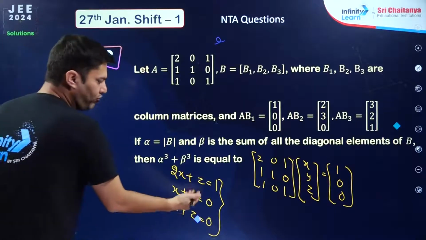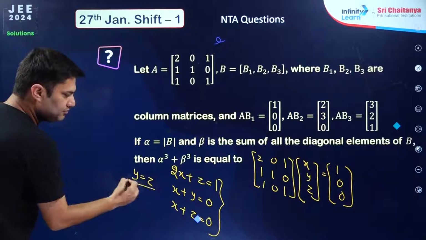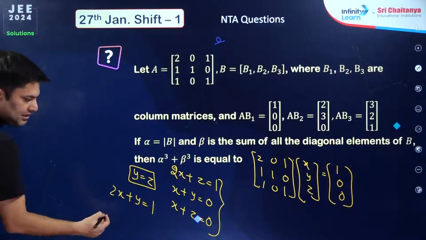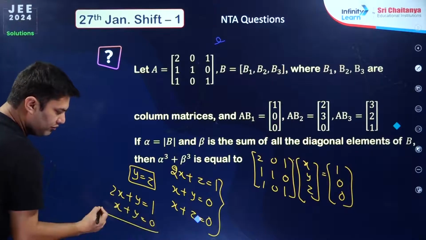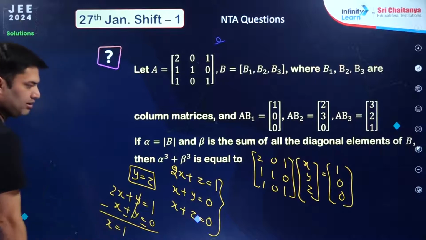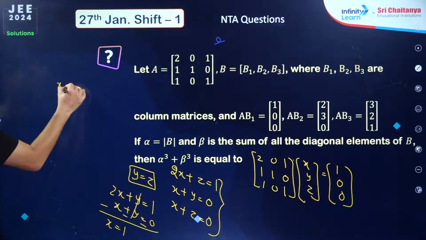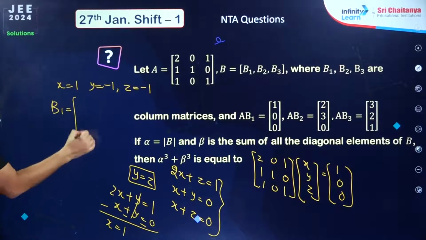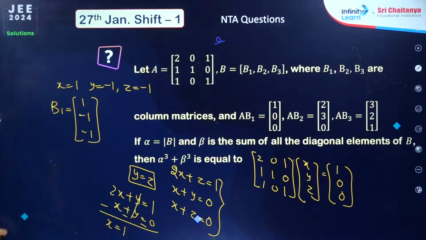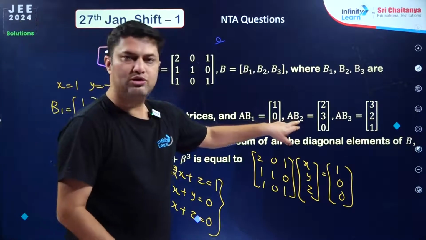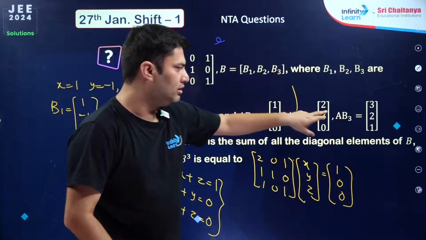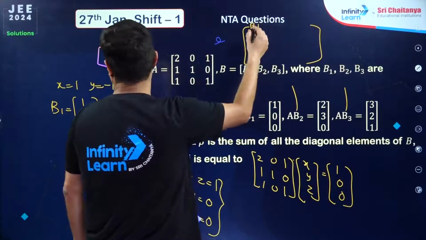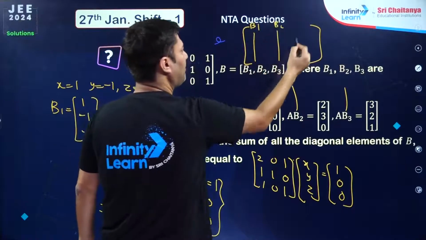Because y is actually equal to z, 2x plus y is equal to 1, and definitely x plus y is also equal to 0. If you subtract, then x comes out to be 1. If x is 1, y is minus 1. So x is 1, y is minus 1, z is minus 1. So your B1 column matrix is 1, minus 1, minus 1. Similarly, solve this x, y, z, you will find B2. Similarly, you will find B3. So B matrix is the B1 column, B2 column, and B3 column.